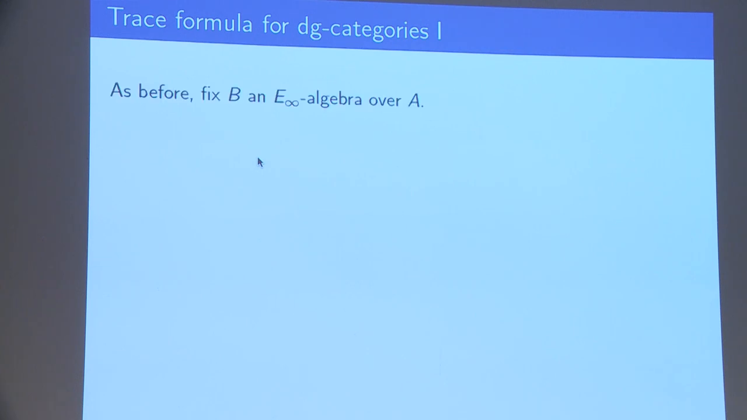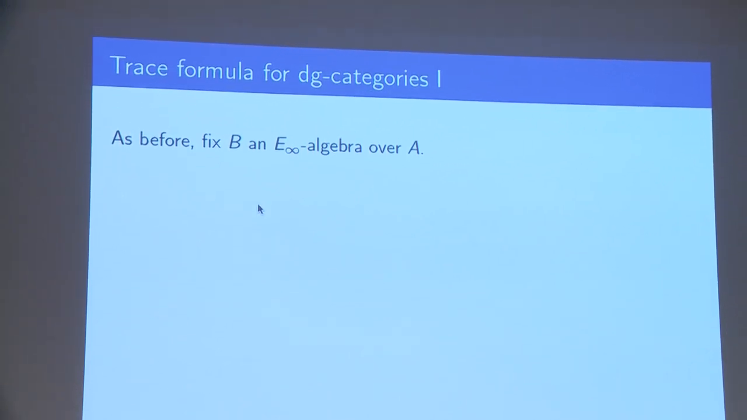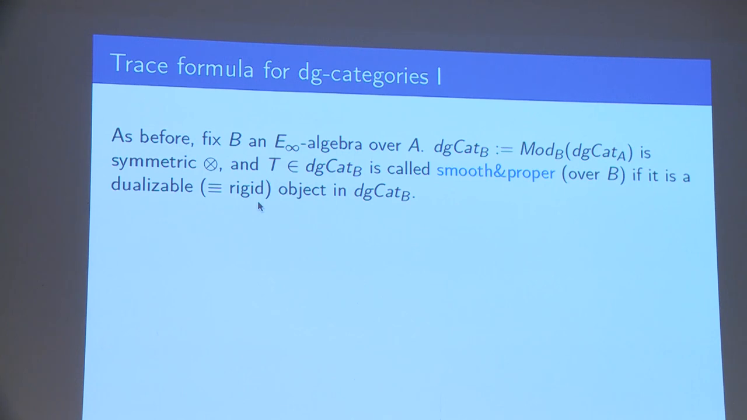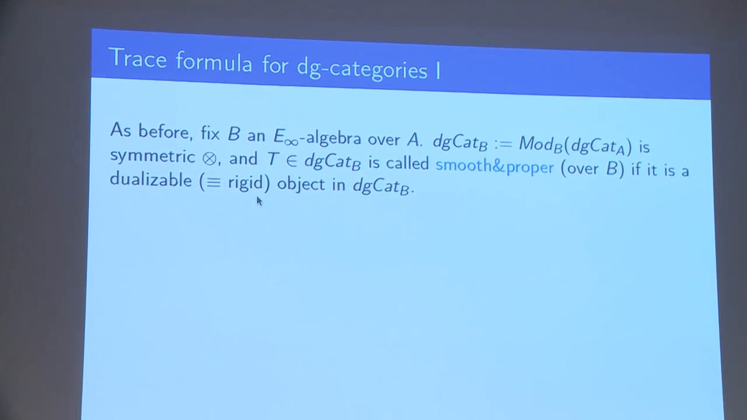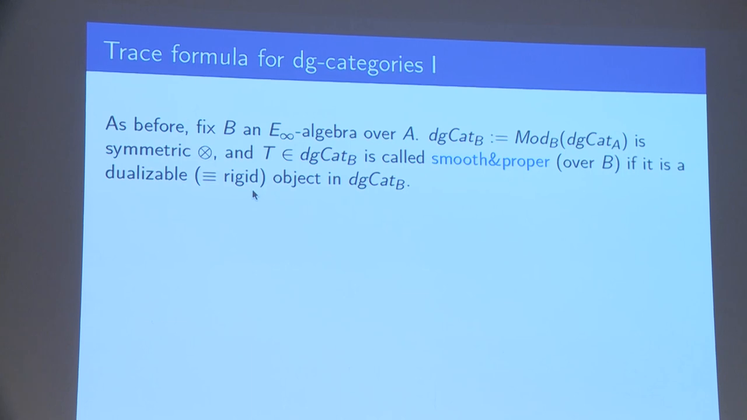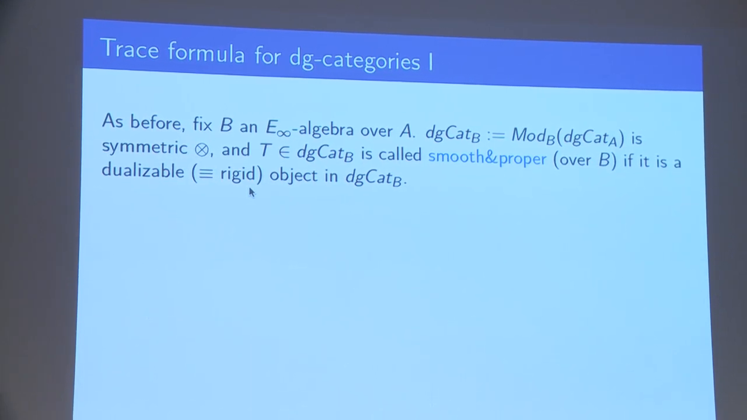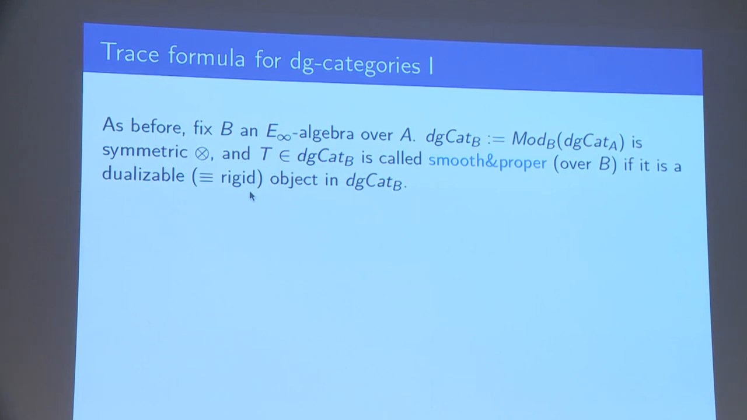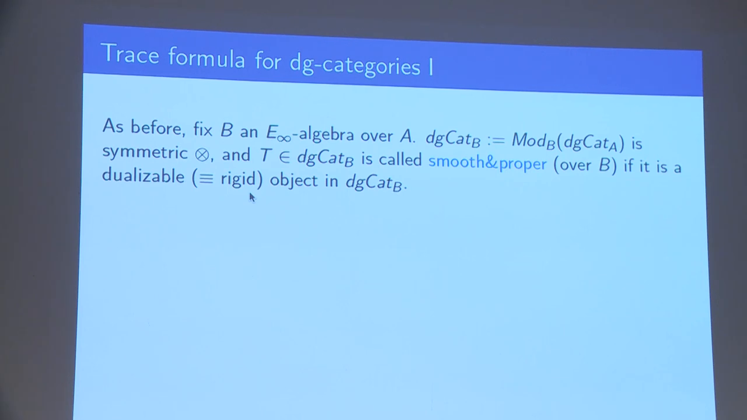So again, the setting is as before. We fix B, which is an infinity algebra over A. I will explain why we want this extra generality in a while. So again, DG categories over B. This is a symmetric monoidal category, or an infinity monoidal category, because B is an infinity algebra. And then you say that a DG category over B is smooth and proper if it is dualizable in this infinity monoidal category. Okay, so it has a dual in the sense of, say, symmetric monoidal categories.